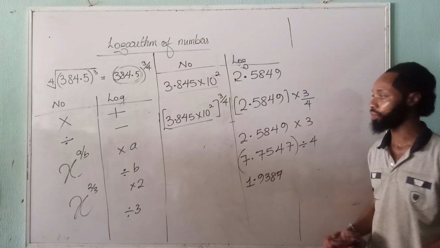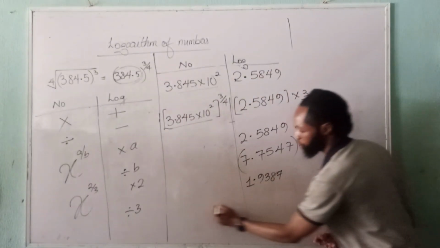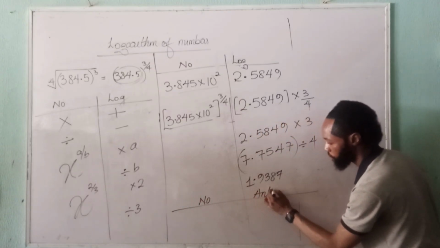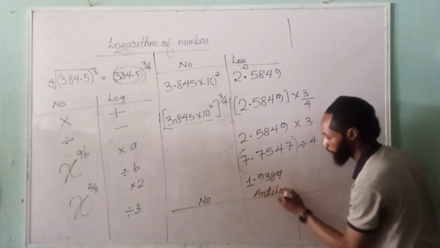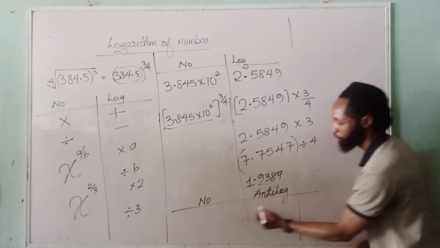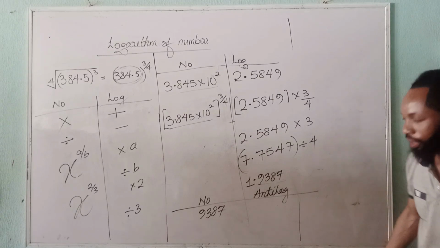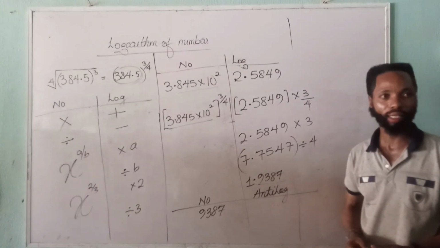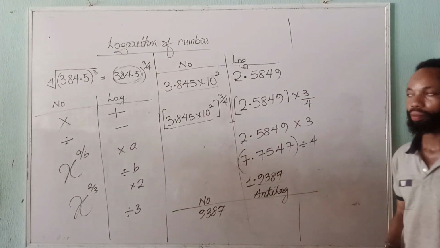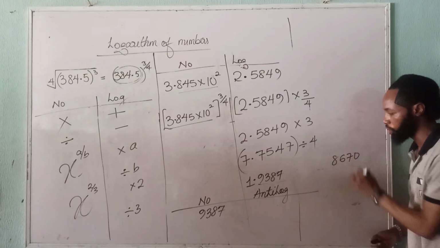So now this is what we have. We have literally attended to everything here. Now the next stage is just go to your number and antilog. For your antilog, you take from this part down. So it will be 9387. Now you go to your antilog table. 93 under 8 is 8670. Difference 7.